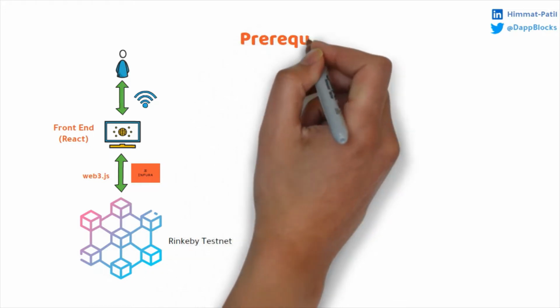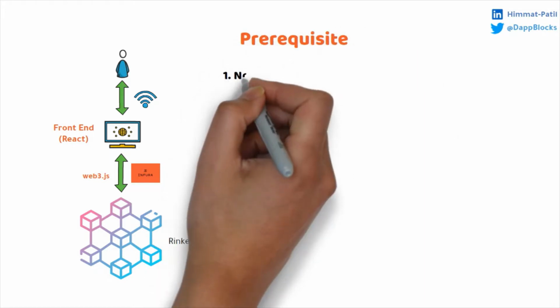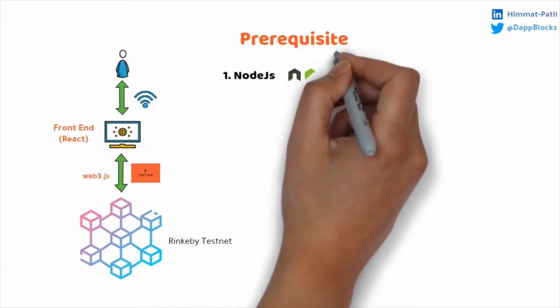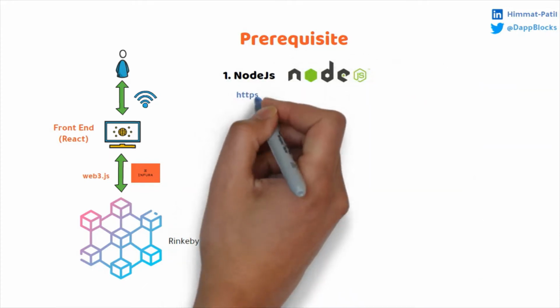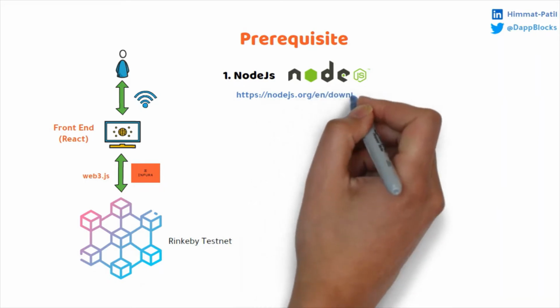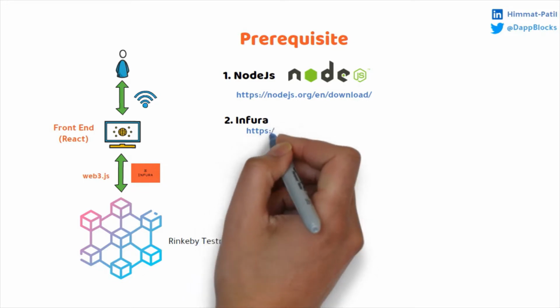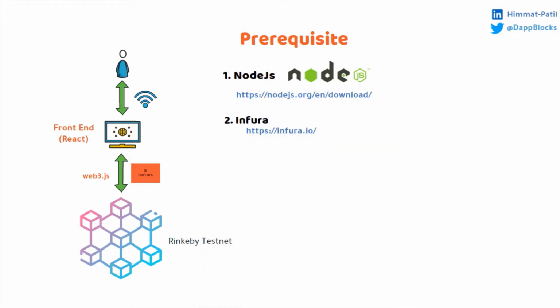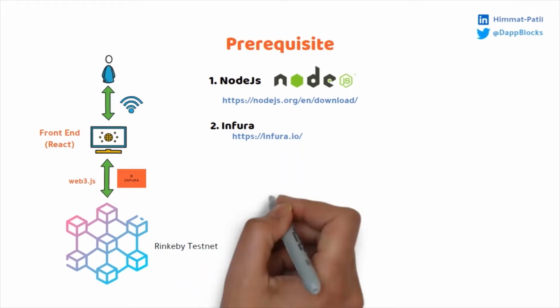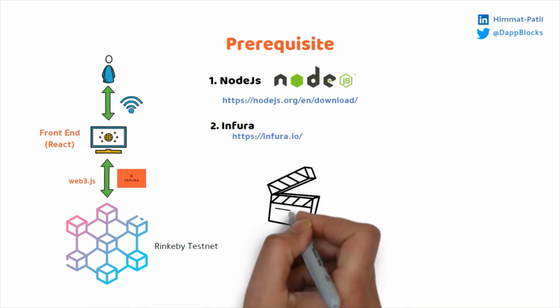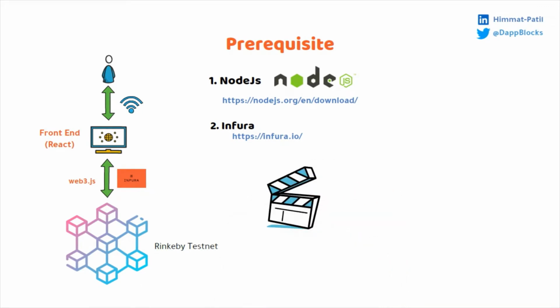Let's get started. Prerequisites. First, Node.js. You can download and install Node.js from nodejs.org. Second, Infura. Sign up to infura.io and get the HTTP RPC URL. If you don't know how to get the Infura HTTP RPC URL and how to connect a React app to the testnet, then I would highly recommend watching my video on how to connect a React app to the blockchain. You can find that link in the description below.